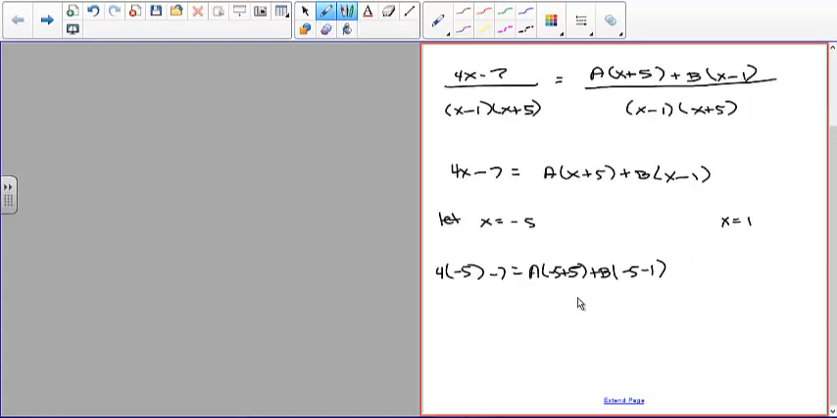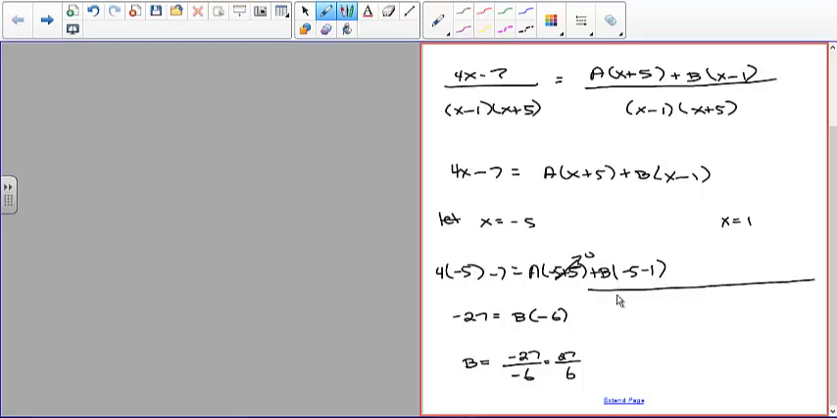And let's just finish this one out. So 4 times negative 5 is negative 20. Minus 7 is negative 27. This goes to 0. So we're just left with B term, negative 6. So B is equal to negative 27 divided by negative 6, which is 27 over 6.